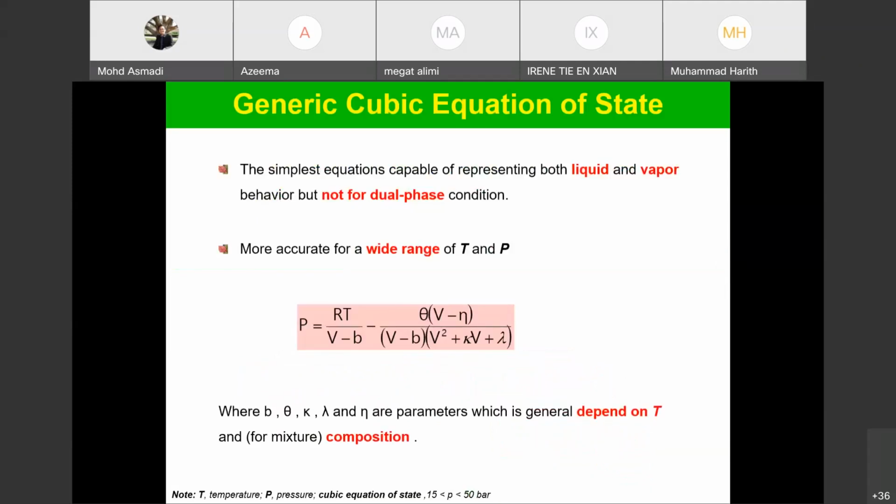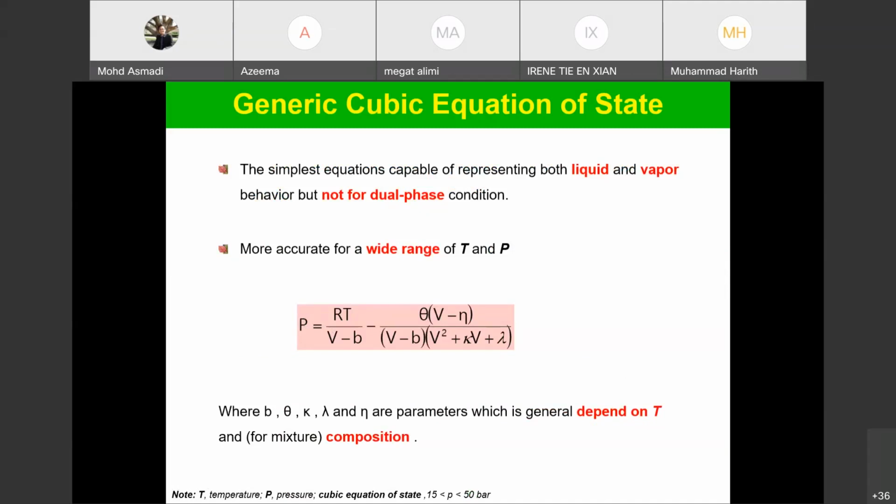Okay, generally, if you look at here, this is a general equation for the cubic equation of state. We have a part we call repulsion as well as attraction. And if you look at here, b, theta, kappa, lambda, and epsilon are parameters that are dependent on the temperature and also composition. Okay, so this is just general.